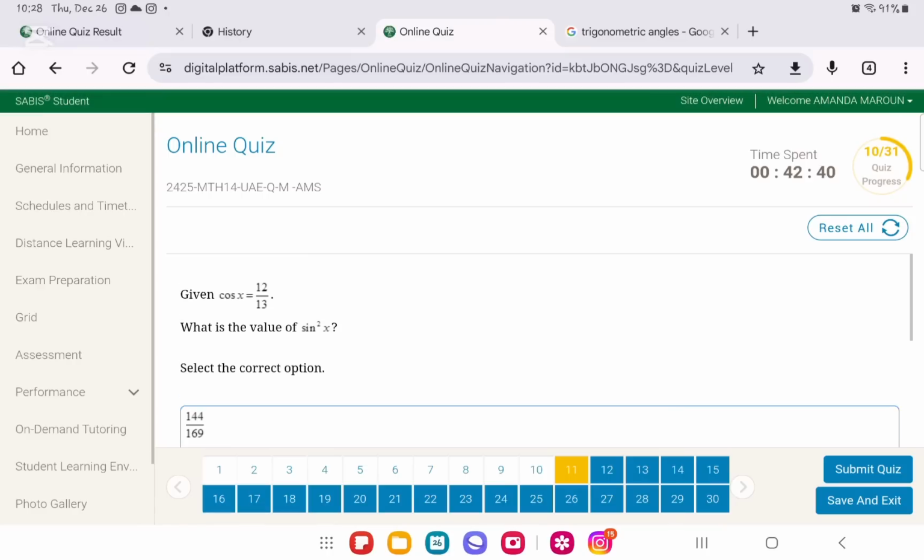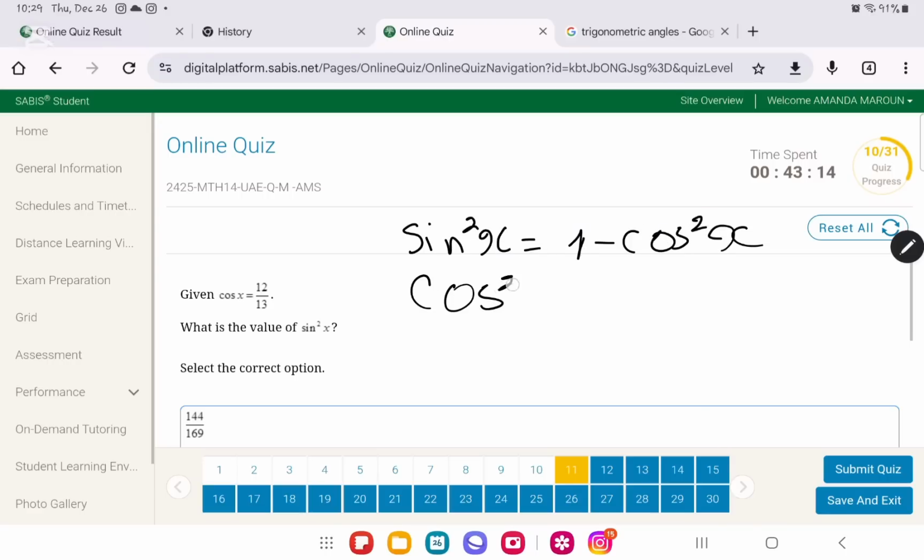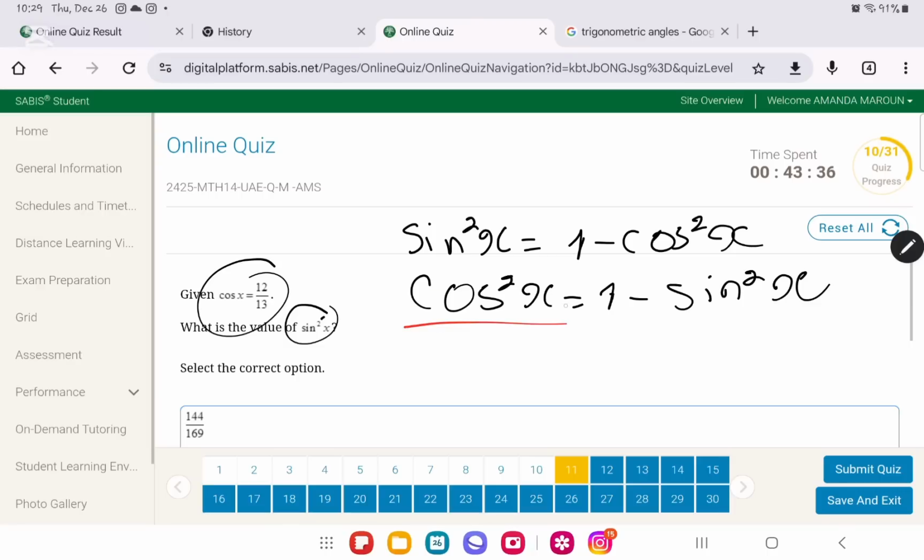Moving on to question number 11. Now, what you guys need to know for this is that sine squared x is equal to 1 minus cosine squared x. And cosine squared x is equal to 1 minus sine squared x. Alright, so we are talking about the value of sine squared x. They gave us the value of cosine x. Very simply, what we are going to do is we are going to find the value of cosine squared, okay?